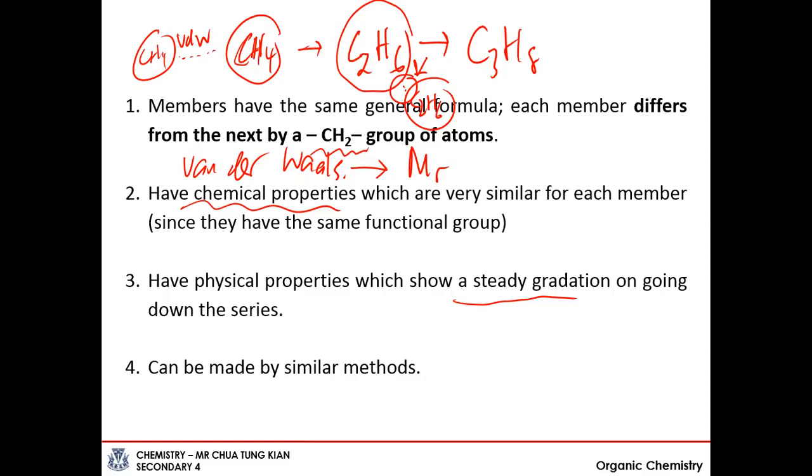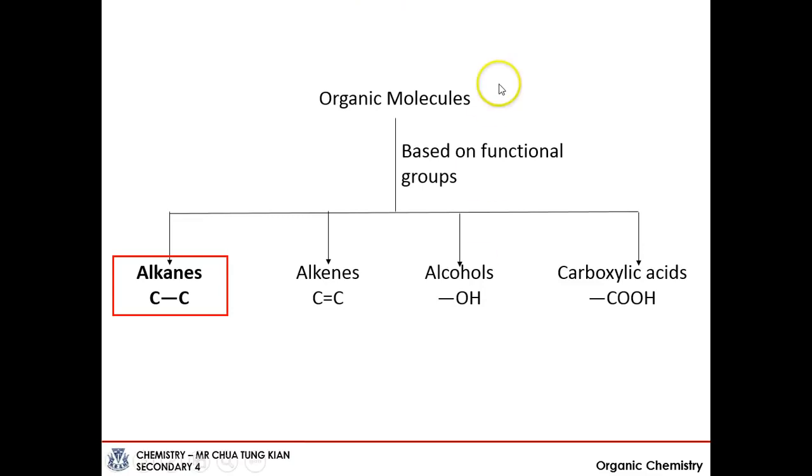The last one is that it can be made by similar methods. So later on we will see more about this one when we break into the respective subsets for the organic compounds. So here we have it, the four which we will be doing: alkanes, alkenes, alcohols, and carboxylic acids. So alkanes, simpler structure, that's why we are doing it first.